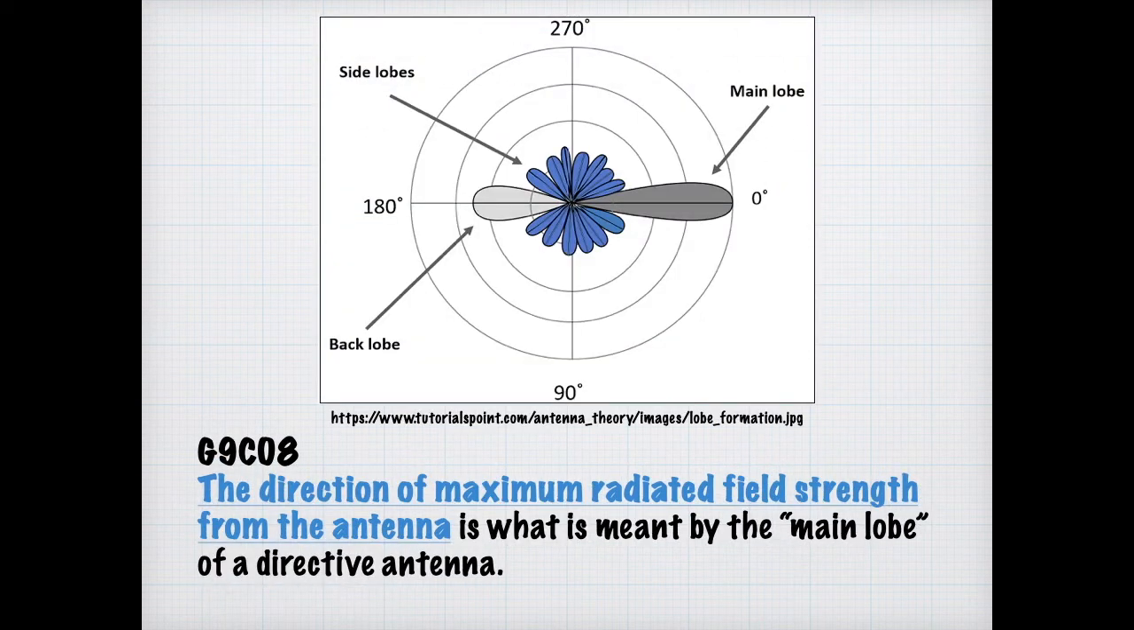You can see in this diagram, most of the radiant energy is in the main lobe, which is going forward. For the exam, you need to know that the direction of the maximum radiated field strength from an antenna is what is meant by the main lobe of a directive antenna.